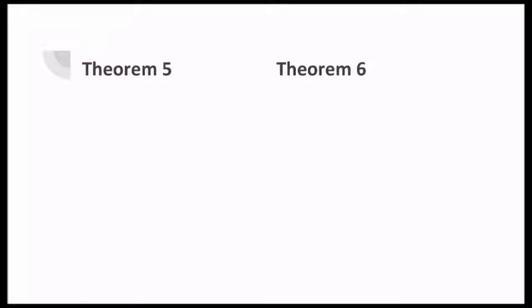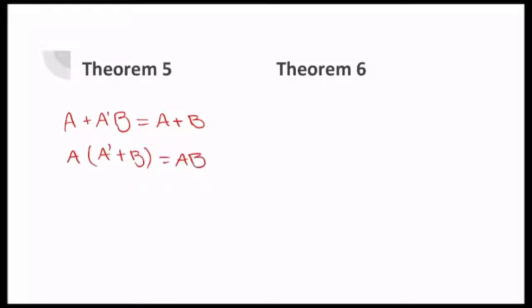Theorem number 5. This theorem tells us that if we have a variable a or a inverted b is equal to a plus b, and if we have a variable a and a inverted plus b, this is equal to ab. It's important to mention that if we have an expression similar to those mentioned above, it is only necessary to make a change of variable to use this theorem properly.